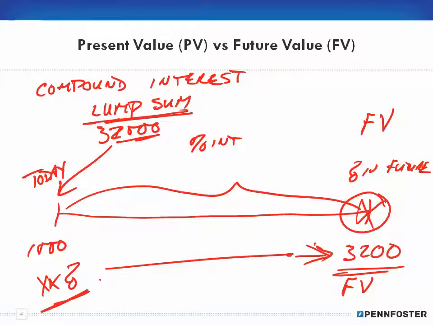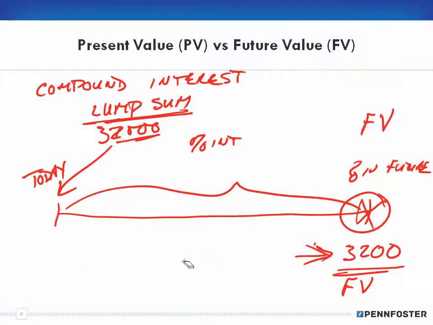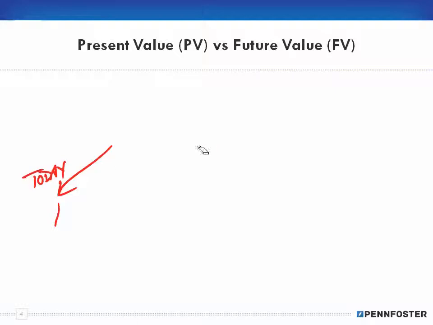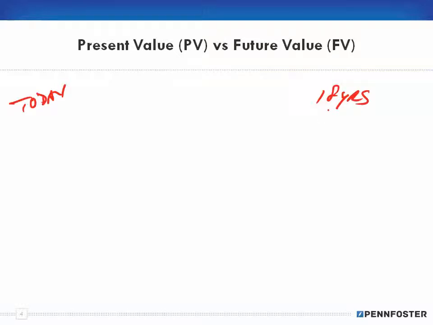Think along the lines of a child's education. You want to pay for college. Let me erase all of this to give a clearer example. Let's say your child is born today, and you know that 18 years down the road you want to be able to pay for your child's education. You figure that the education is going to cost $60,000.